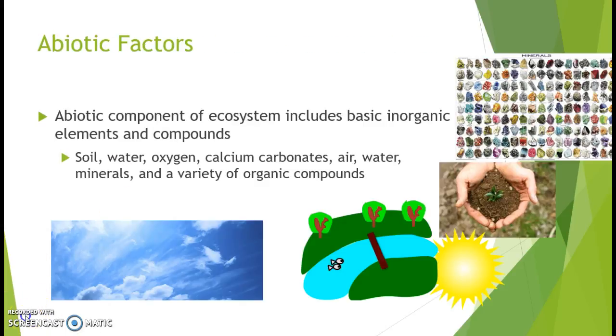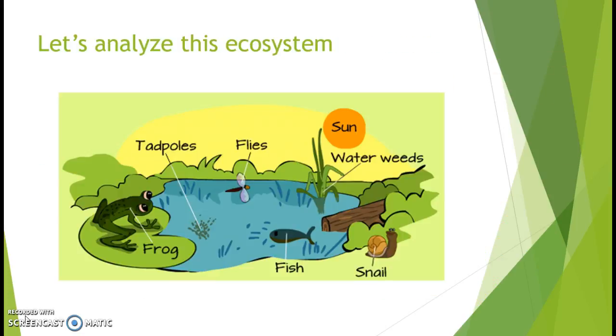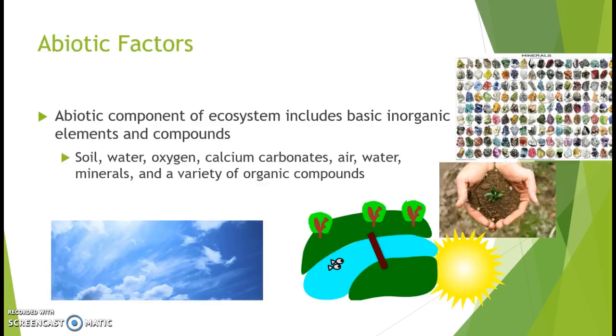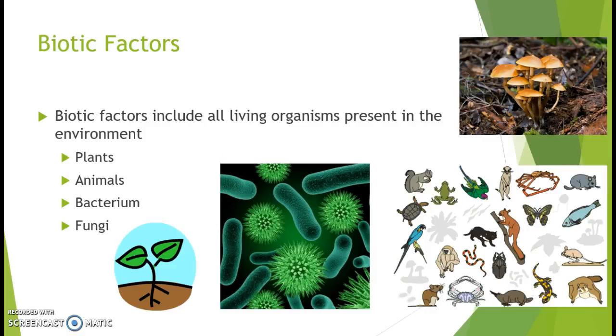Abiotic factors are parts of an ecosystem that include inorganic and organic elements that are non-living. For this, we're talking about soil, water, calcium carbonates, air, and other minerals and organic compounds in the environment. The sun, for example, is an abiotic factor. If we go back to our picture, abiotic factors do affect the environment. The sun and the soil down here are affecting the tadpoles, the frogs, the snails, the fish, the plants. Although they are non-living, they do have an impact on the living parts of the ecosystem, which are our biotic factors.